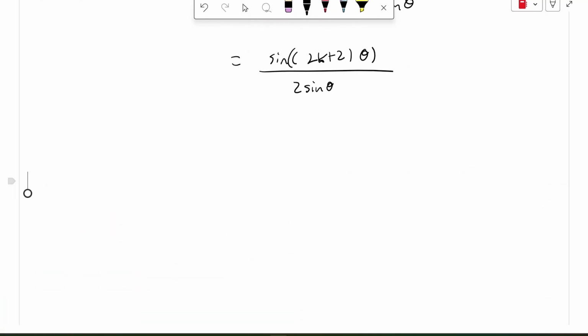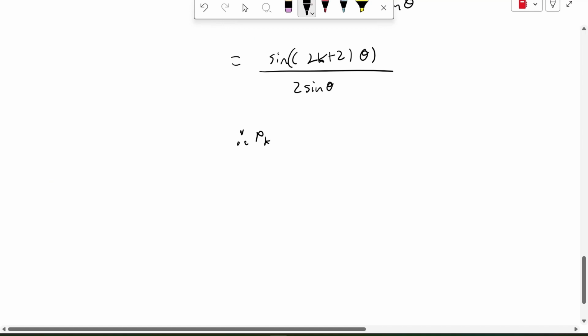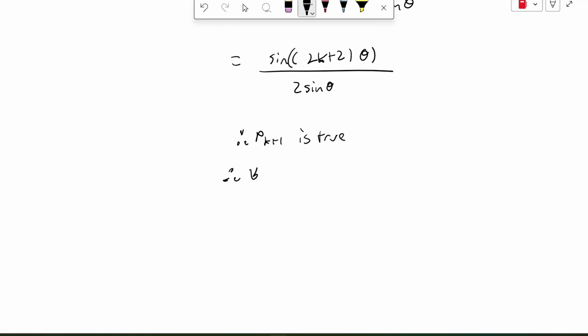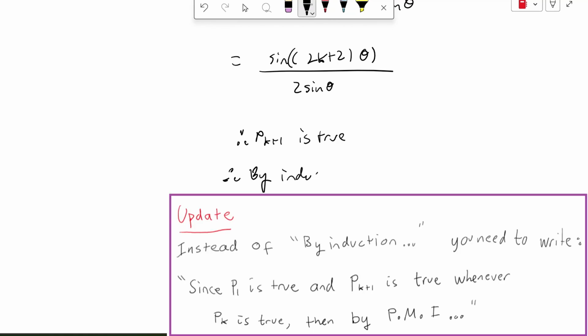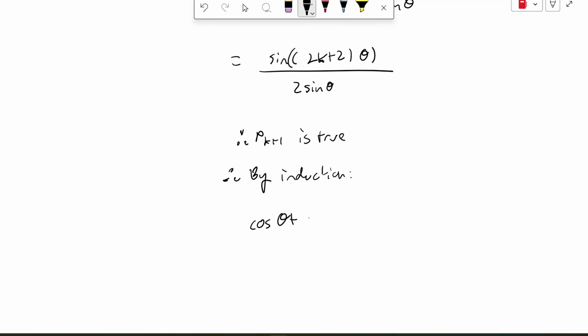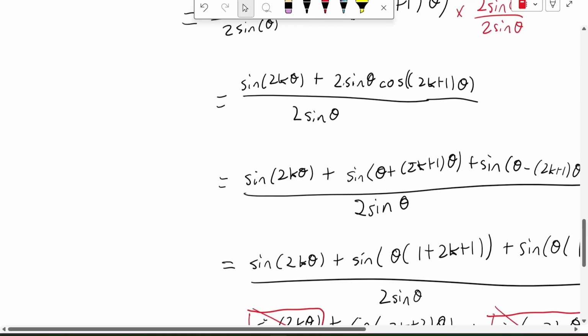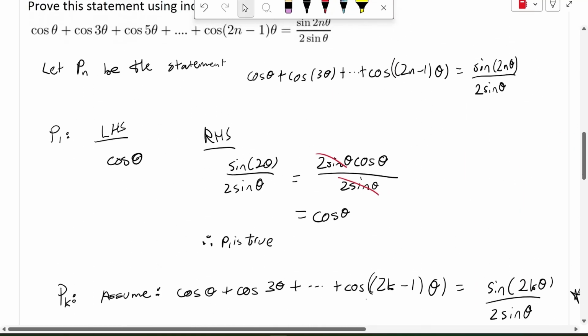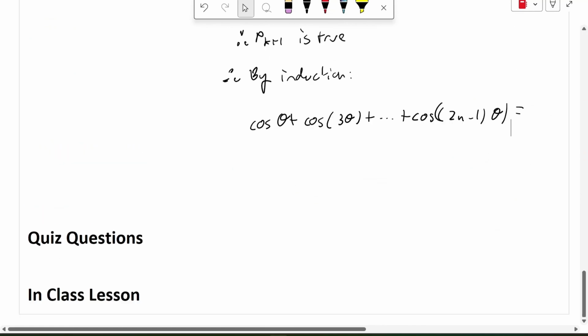Therefore, P(k plus 1) is true. Therefore, by induction, cos of theta plus cos of 3 theta plus all of that should equal, what was it, sine of 2n theta over 2 sine theta.